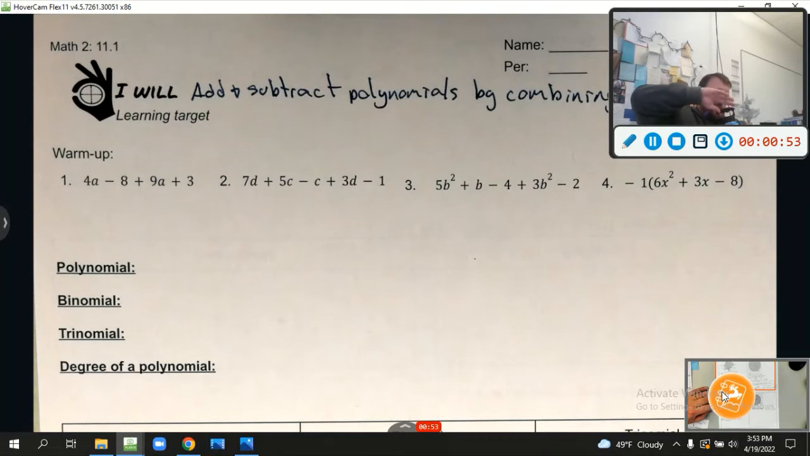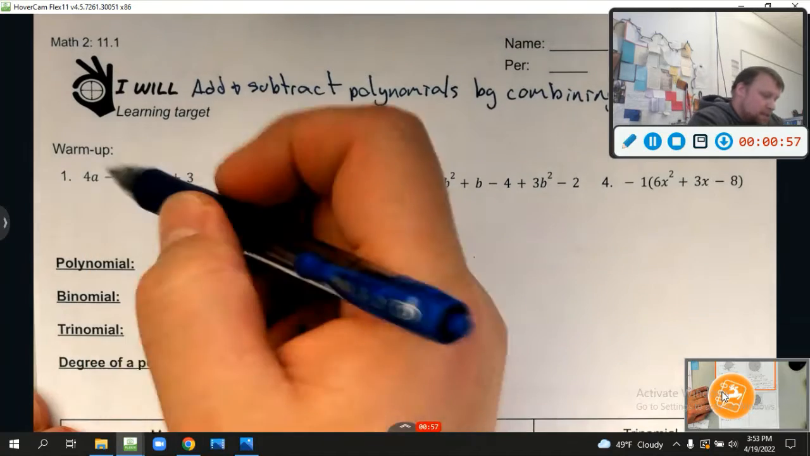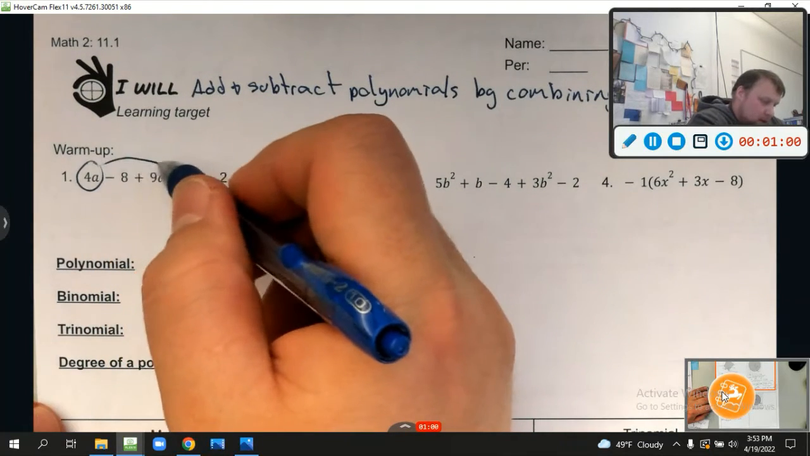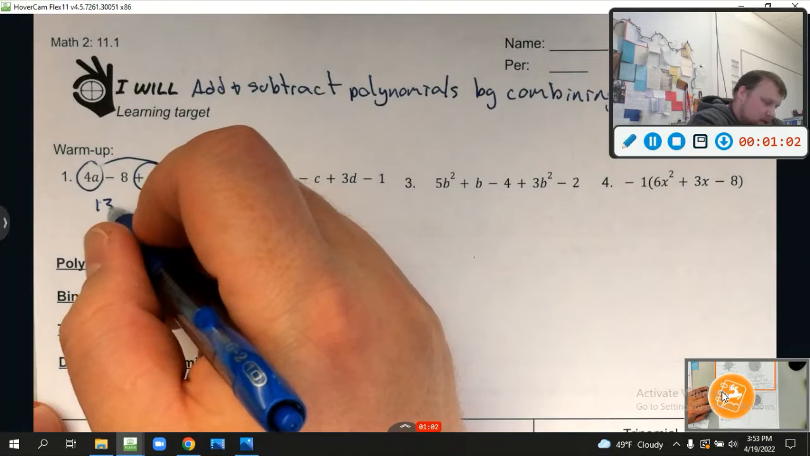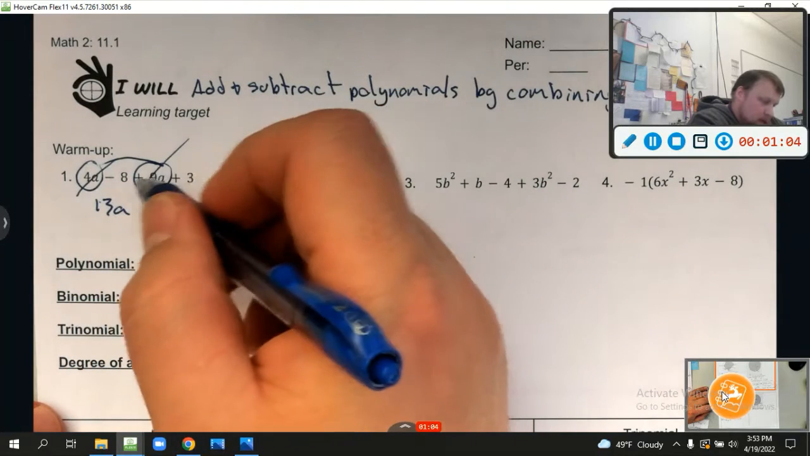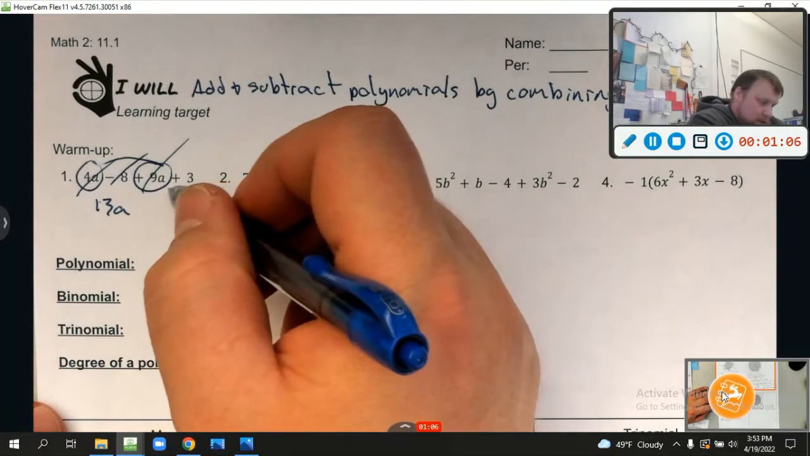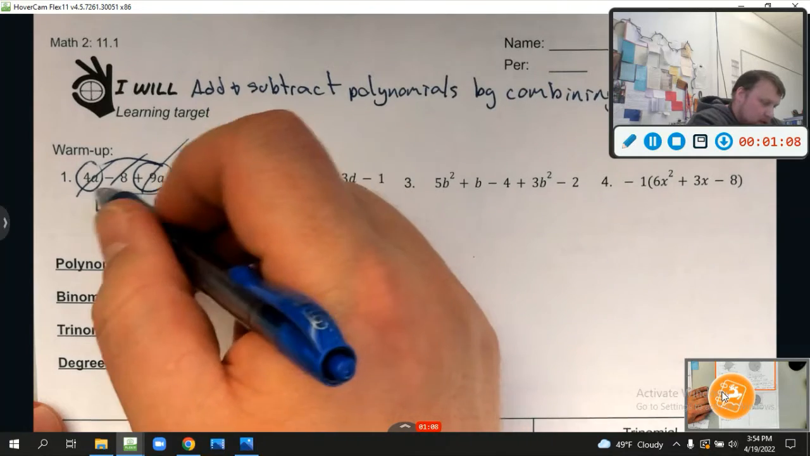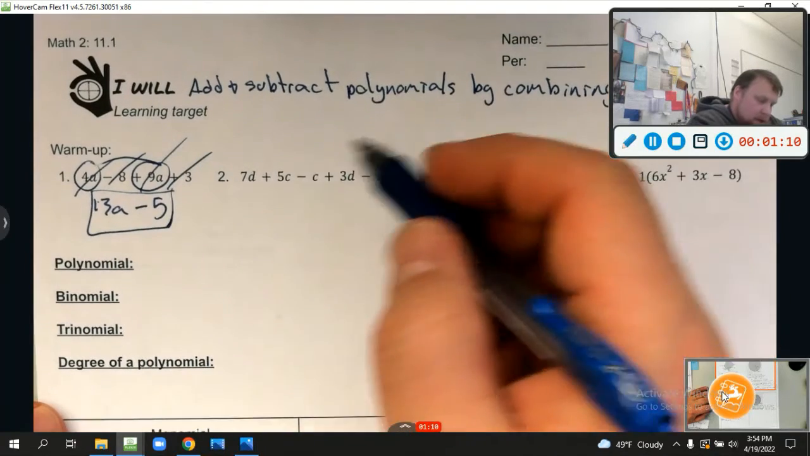All right, I'm assuming you paused it, at least if you're gunning. And let's do this. What can I mix together? Let's see, I got 4a plus 9a is 13a. And negative 8 plus 3 is negative 5. 13a minus 5. Boom.